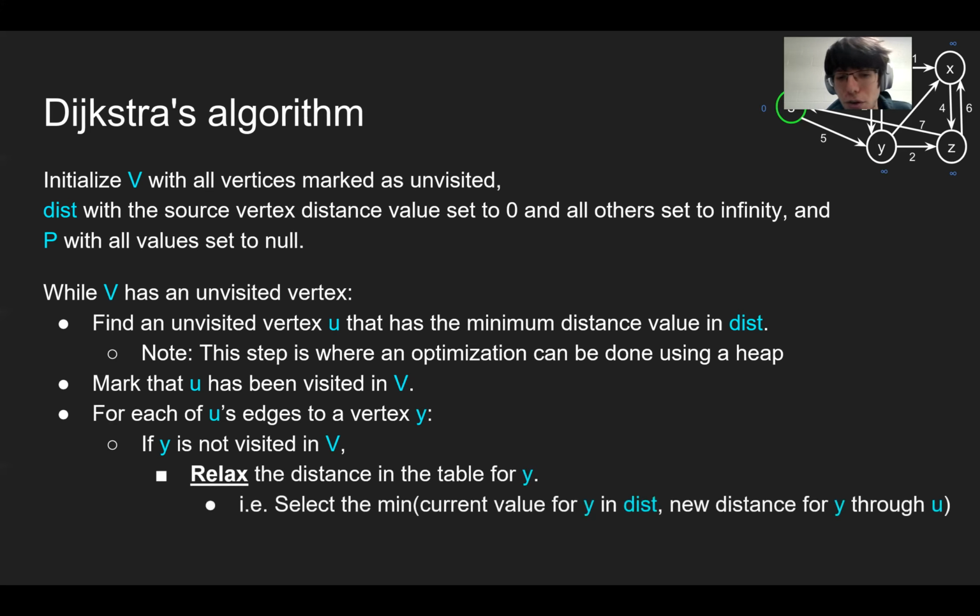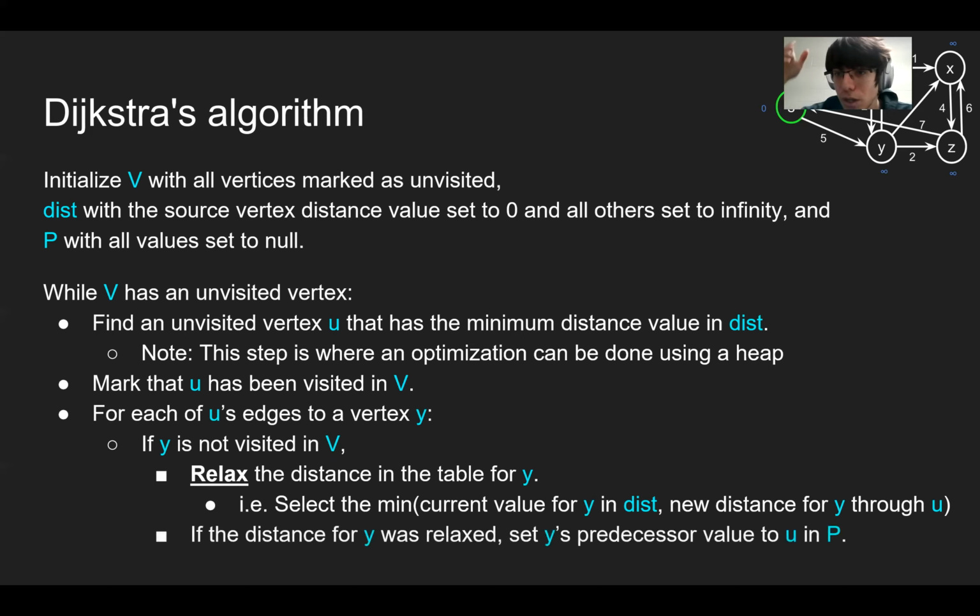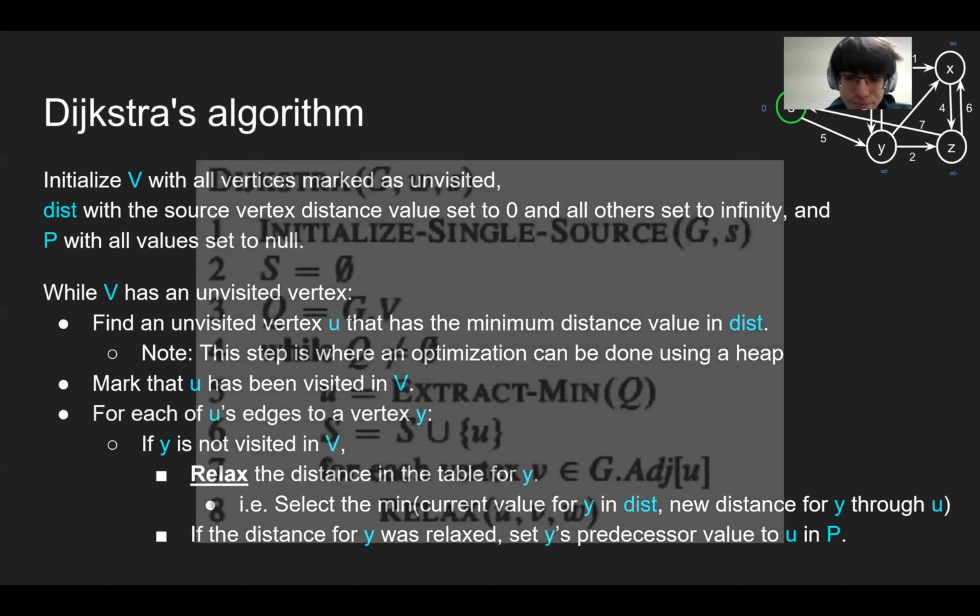And relaxing involves selecting the minimum between its current distance and the distance to get to the node we're currently at, plus its edge weight to that other node. And if it was less, then we update its predecessor, the neighbor's predecessor, to our current node.